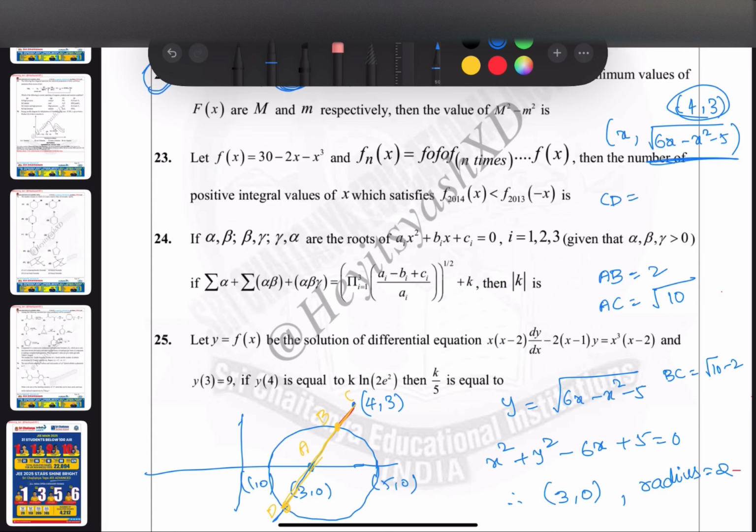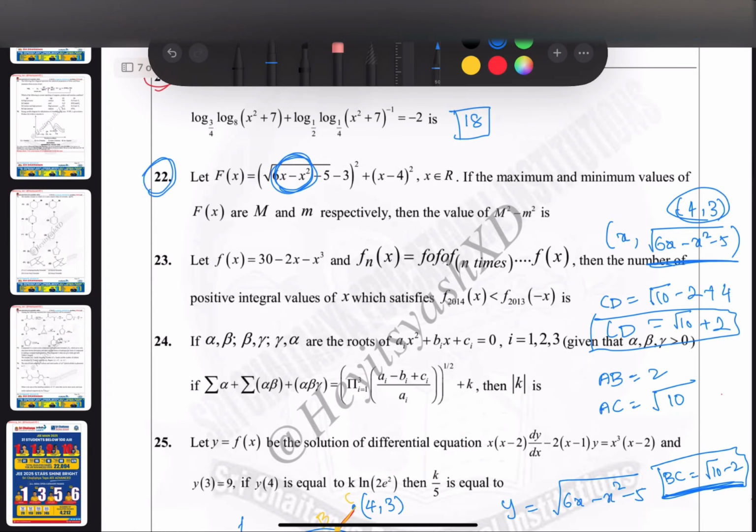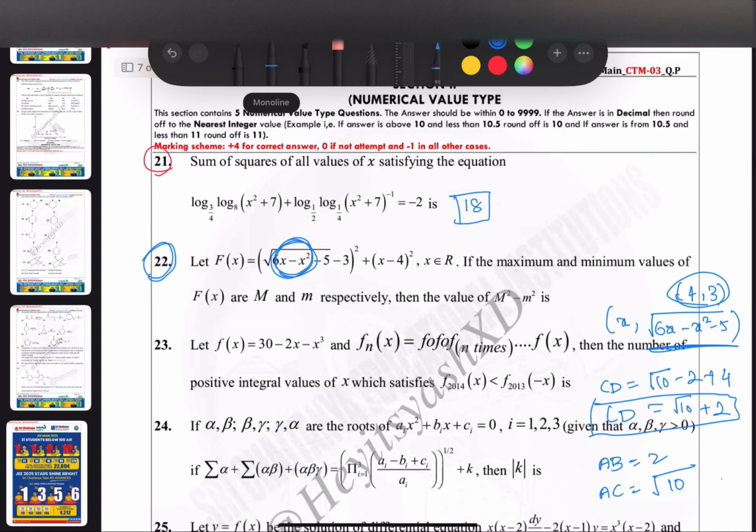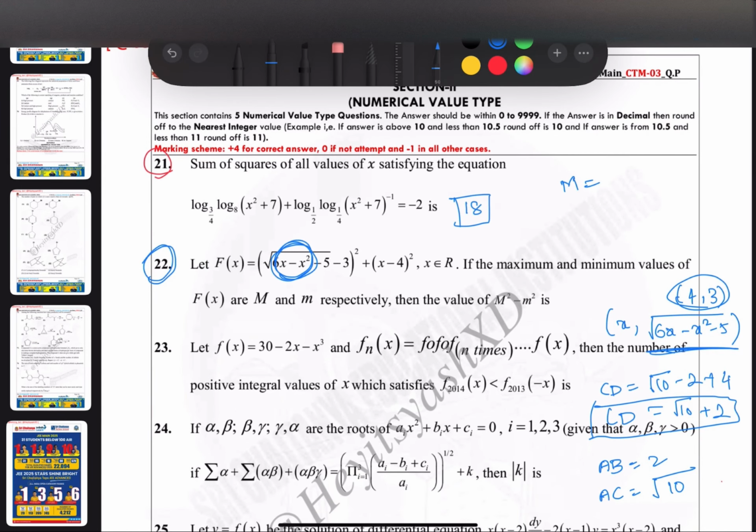Now you can find CD as well. CD is equal to BC, which is root 10 minus 2, and BD is 4, the diameter. So this is simply root 10 plus 2. So this is the greatest distance. Only when you consider the complete circle will you get values like this, root 10 plus 2 and root 10 minus 2, and that will make your simplification easy. Otherwise, strictly speaking, you have to consider only the upper circle here. Now capital M is the square of distance, root 10. Okay, fine. We have to find out M square minus m square. So that is simply M plus m.